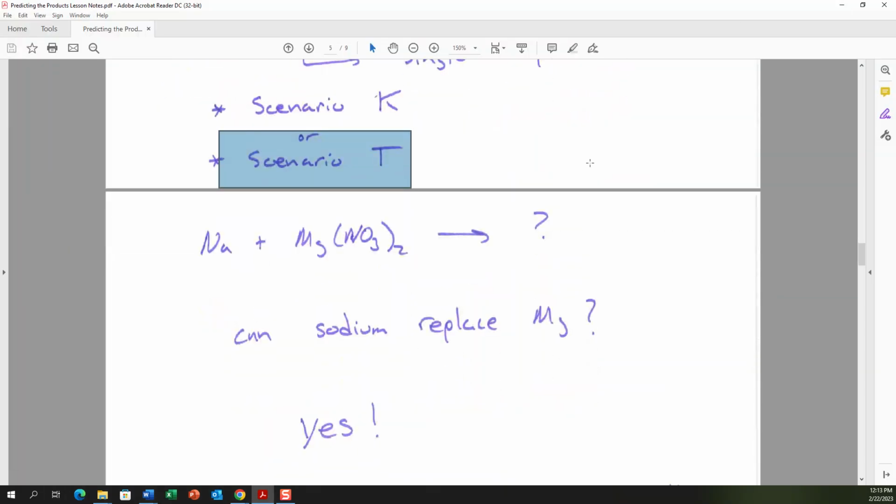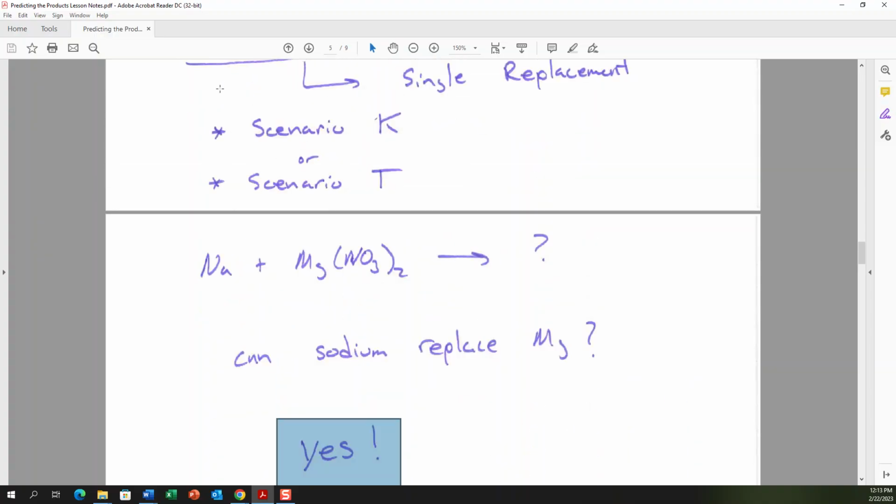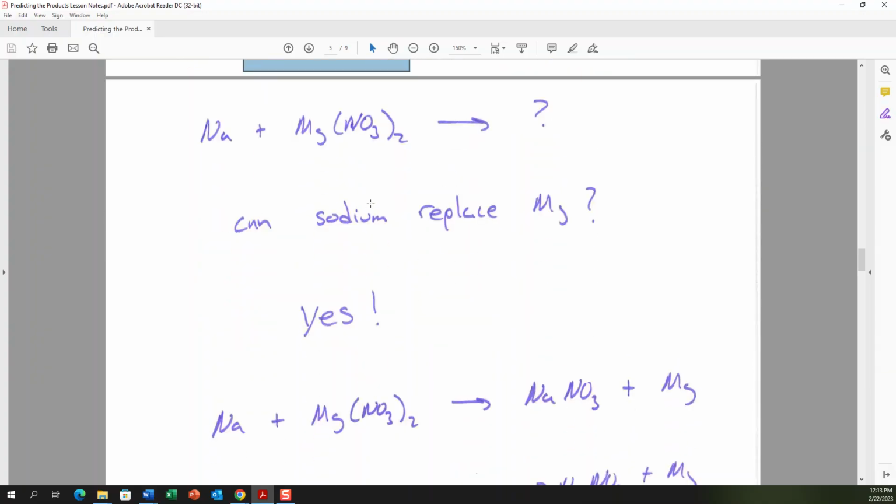So it can. So the answer is yes. So we will get scenario K. We will get a reaction. We won't get scenario T. We won't get a no reaction. Okay? So what are we going to get?